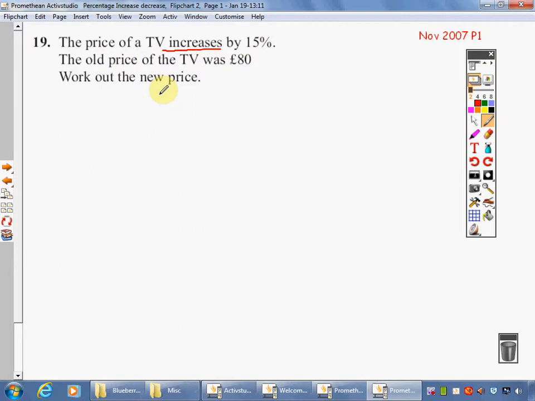Well, the first thing I'm going to have to do is calculate my 15%. So using the old 100, 50, 25, 10, 5 and 1 method, I want to pick out the amounts I've got. So 100% was £80. That would be 40, that would be 20, 10% would be £8, 5% therefore would be half of that, which is £4, and 1% would be 0.8 or 80p.